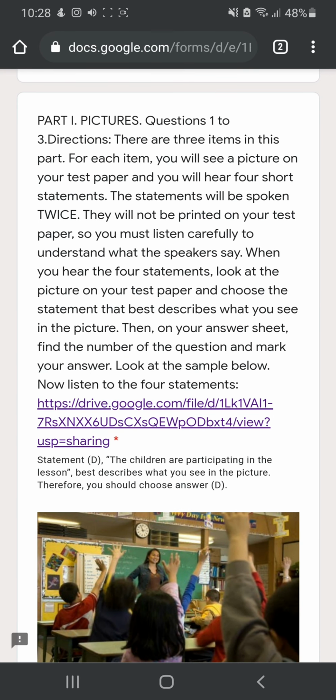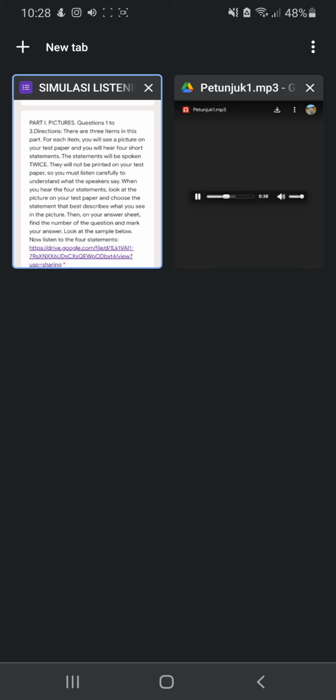When you hear the 4 statements, look at the picture on your test paper and choose the statement that best describes what you see in the picture. Then, on your answer sheet, find the number of the question and mark your answer. Look at the sample below. Now listen to the 4 statements.